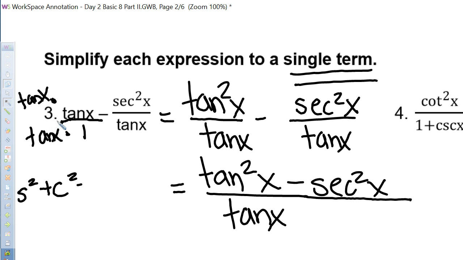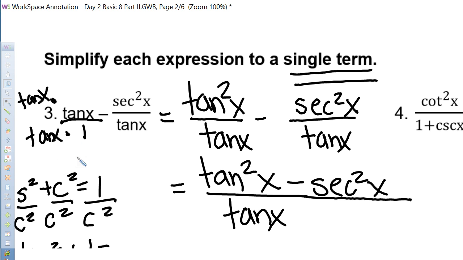Sine squared plus cosine squared equals 1. If I need to have a tangent squared, what would I have to divide by? Cosine squared. Sine squared divided by cosine squared, which is tangent squared. Cosine squared divided by cosine squared is 1. And 1 divided by cosine squared is secant squared. Now, my goal, I'm trying to get tangent squared minus secant squared. So I need to subtract secant squared to both sides. And what else?